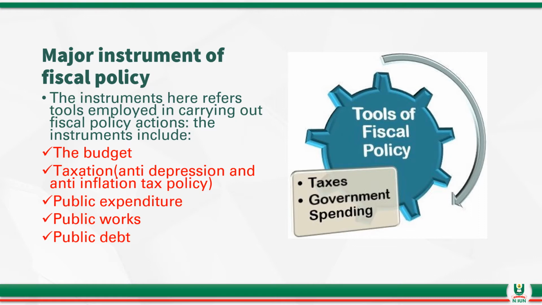And lastly, public debt. This is the borrowing of government. This is a sound fiscal weapon to fight against inflation and recession. It brings about economic stability and full employment. So government borrowing can be used as a tool. So it's one of the tools, the key tool the government also used in their fiscal policy actions.